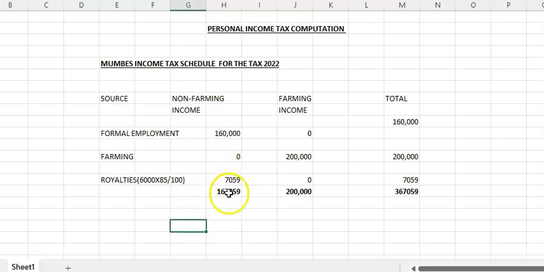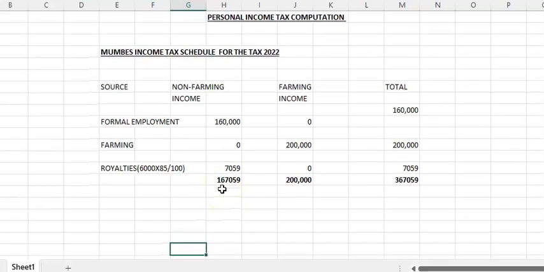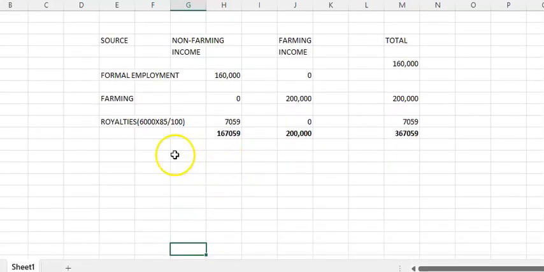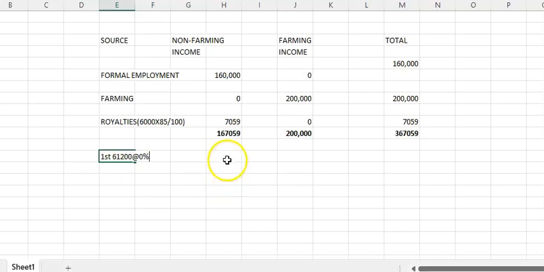Now, this amount, we must tax it. We need to tax it. We want to apply the tax bands. So as of 2022, the tax bands that were relevant are the following. We are going to say that the first 61,200 we tax that is 0%. And the answer will come here to be 0.